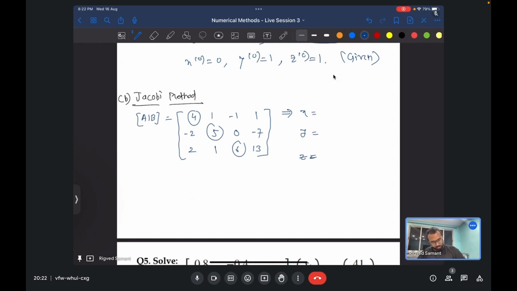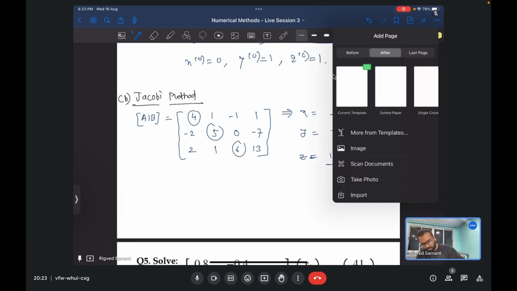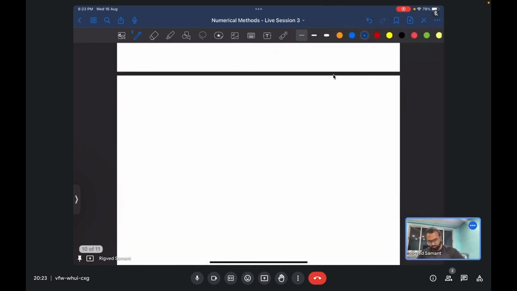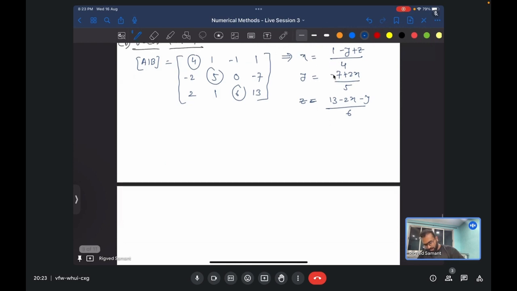So what was your x1? x1 was (1 minus y plus z) divided by 4. y is (minus 7 plus 2x) divided by 5, and z is (13 minus 2x minus y) divided by 6, right? So in Gauss Seidel what we did, x0 is 0, y0 is 1, z0 is 1.